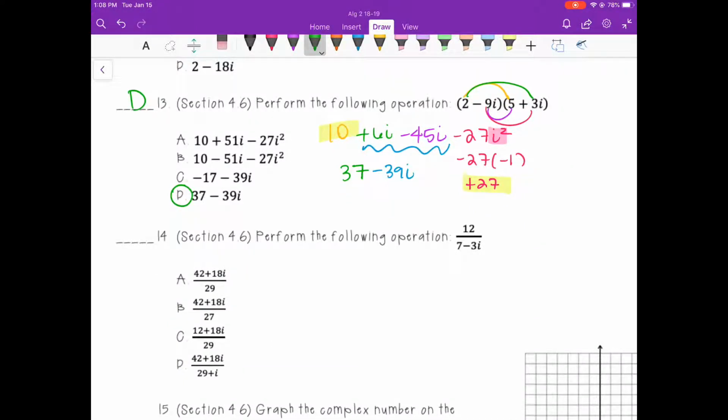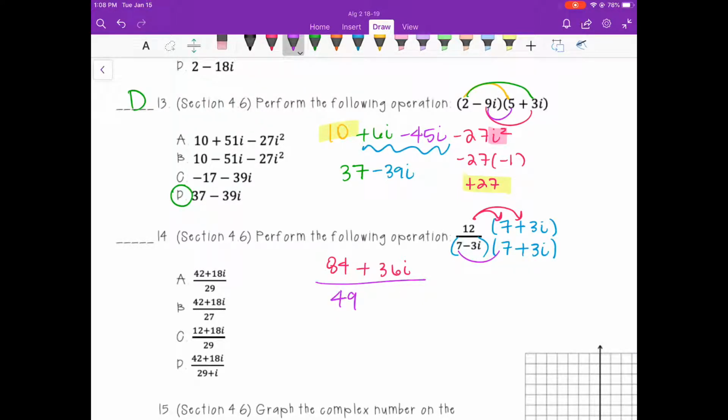14, perform the following operation. We need to multiply numerator and denominator by our complex conjugate. So you change the sign in between, and we need to distribute. So our numerator, 12 times 7, we get 84. 12 times 3i, we get 36i. In our denominator, multiply our first, 7 times 7 is 49.